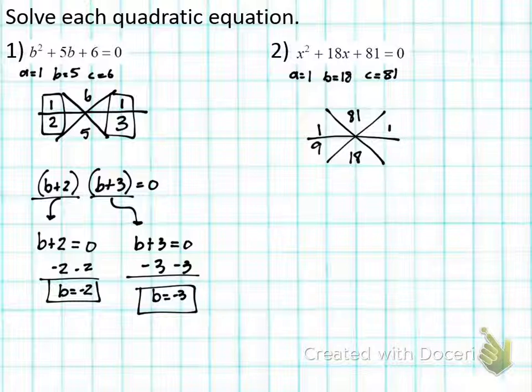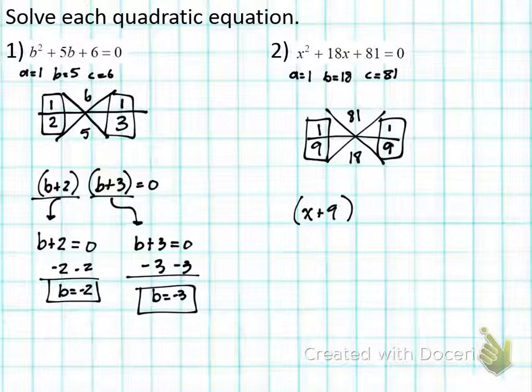9 times 9, good. Okay. So now we're going to box those, and we have x squared plus 18x plus 81. We're going to rewrite our factors. We have two factors. We have x plus 9 and then x plus 9, right?